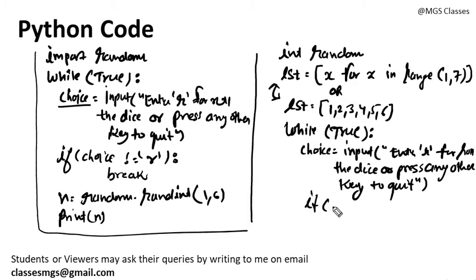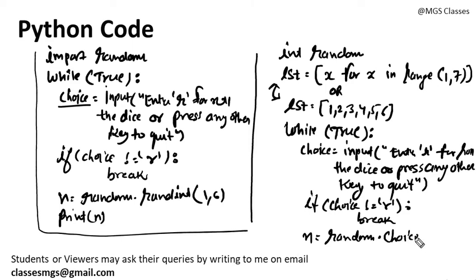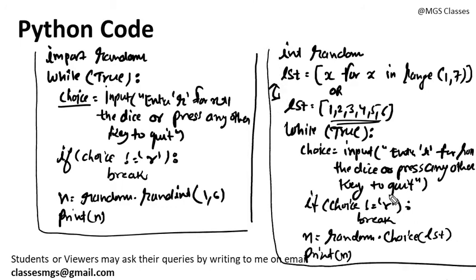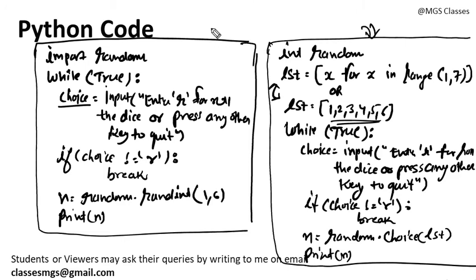If the user has entered a choice that is not equal to R, that means we need to break this loop, and you will break this loop like this. Otherwise, n equals, this time we will use the random methods. The choice method will pick any one number between 1 to 6 from the list, and then we are going to print n. We will keep on executing this loop till the user enters any key other than R, so that it will be simulating a roll of a dice. Okay, so this is essentially the Python program.